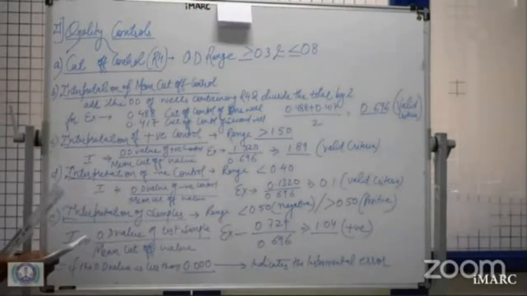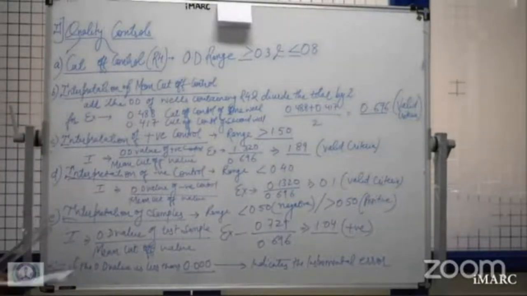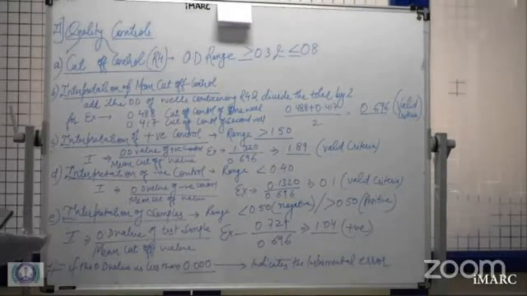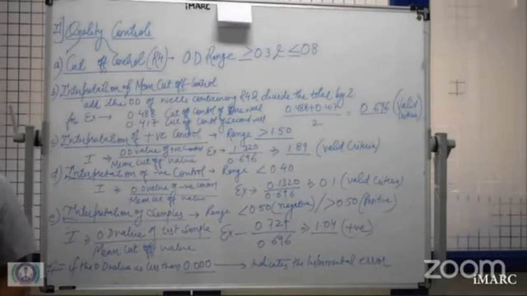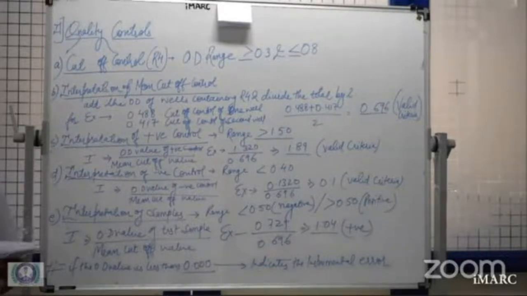Here we must remember that if the OD value is less than 0.000, then it indicates some kind of instrumental error, and we should evaluate that and eradicate that error. Here it must be noted that a positive serum galactomannan result supports the diagnosis of invasive aspergillosis, but a negative result does not rule out invasive aspergillosis. So repeat testing is always recommended.